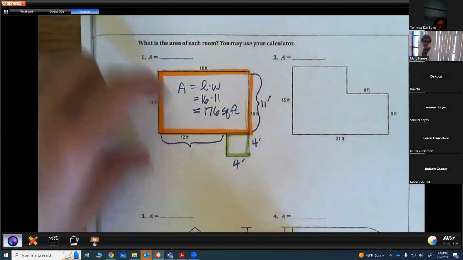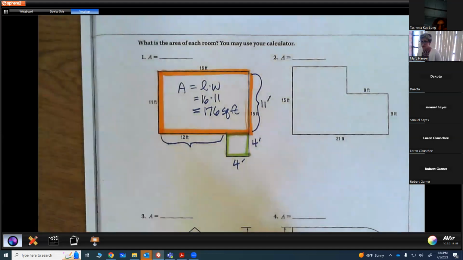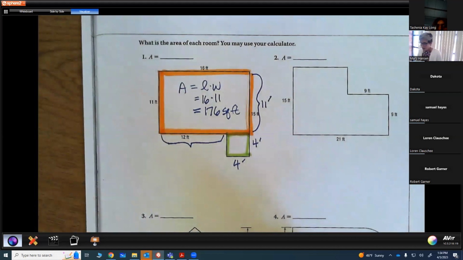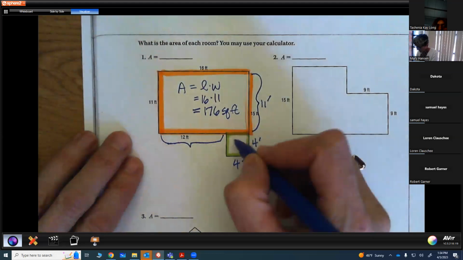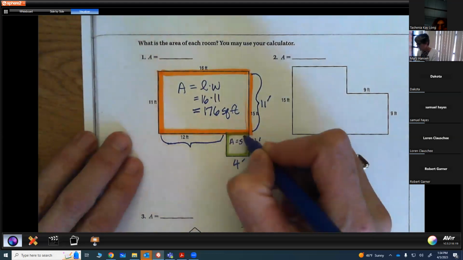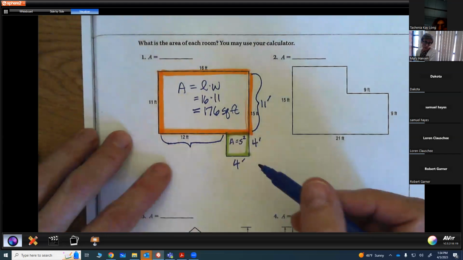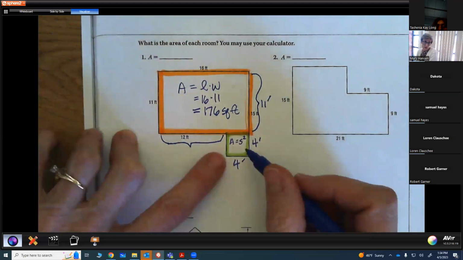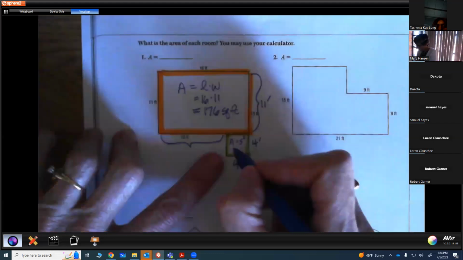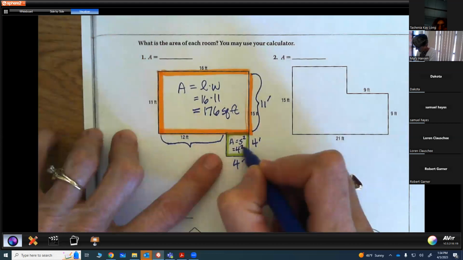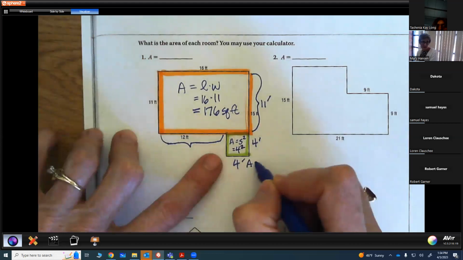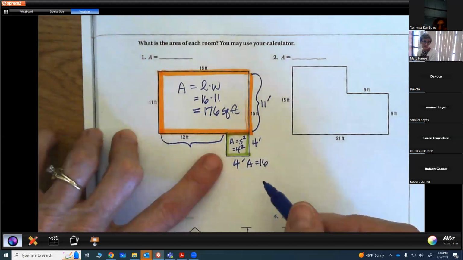Okay, everybody see where I'm getting those numbers? Don't hesitate to ask a question. And so the area, the green thing is actually a square. You can still use length times width because that'll work also. Or the official formula for the area of a square is side squared. That would be 4 squared, or the area would be 16 of the green square.